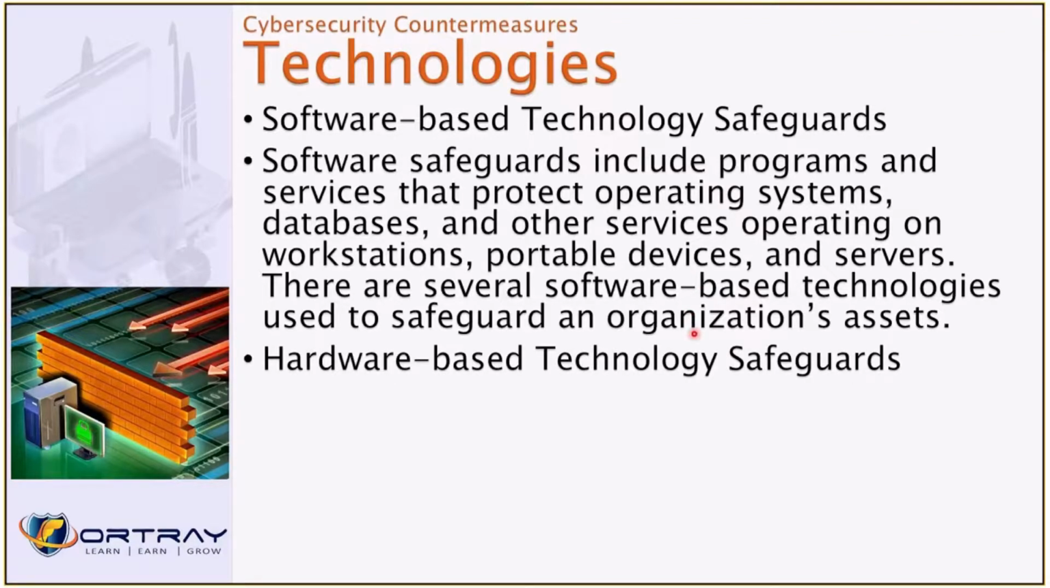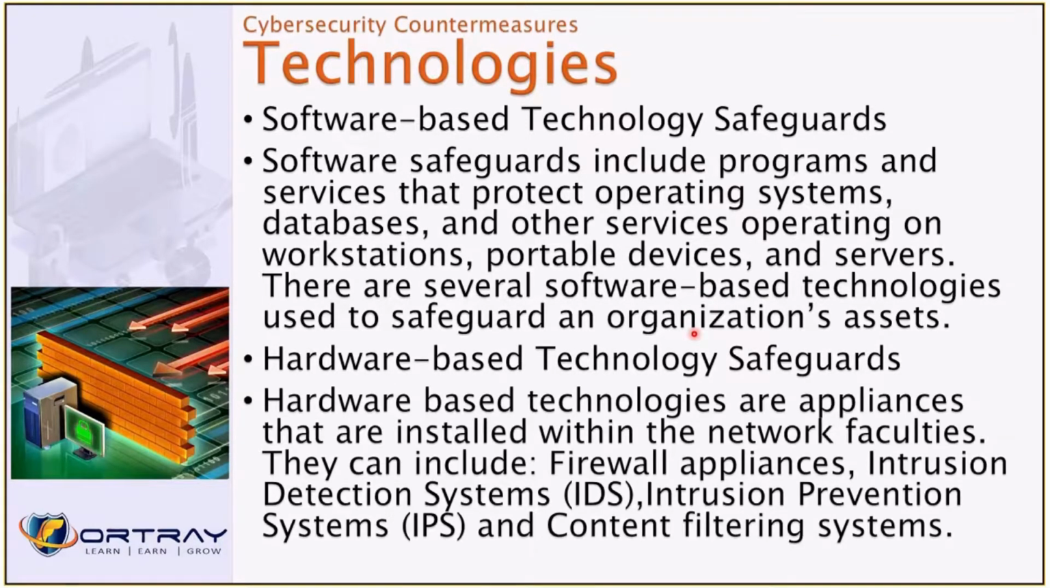Hardware-based technology safeguards, for example, are appliances installed within the network facilities. They include the firewall, intrusion detection, intrusion prevention, and content filtering system. So these are some countermeasures.